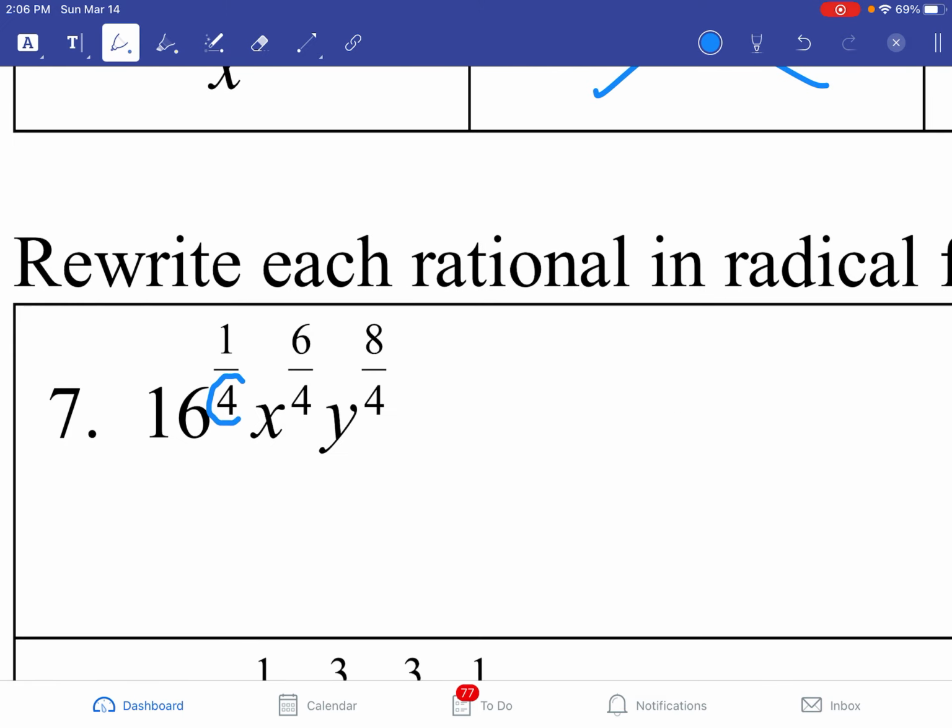Okay, you're looking at your denominator, so you're not going to make all these separate things, each one a separate radical. You're going to look at your denominator to find out what your root is. So it's a fourth root. Okay, and then you're going to look at your numerator to find out what the powers are, the exponents are, and all the terms. So we have 16 to the first. I don't need to write down the 1. X to the 6th. Y to the 8th. And that's it.